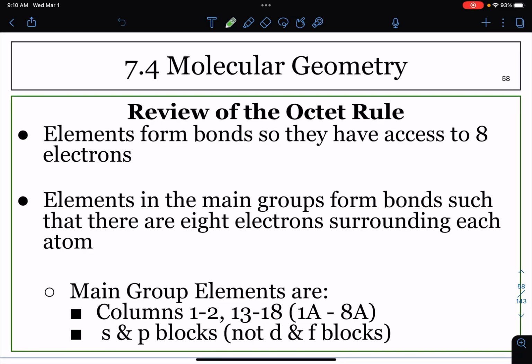In this video, we will learn molecular geometry and something called the VSEPR model. First, let's review the octet rule. Elements form bonds so they have access to 8 electrons.